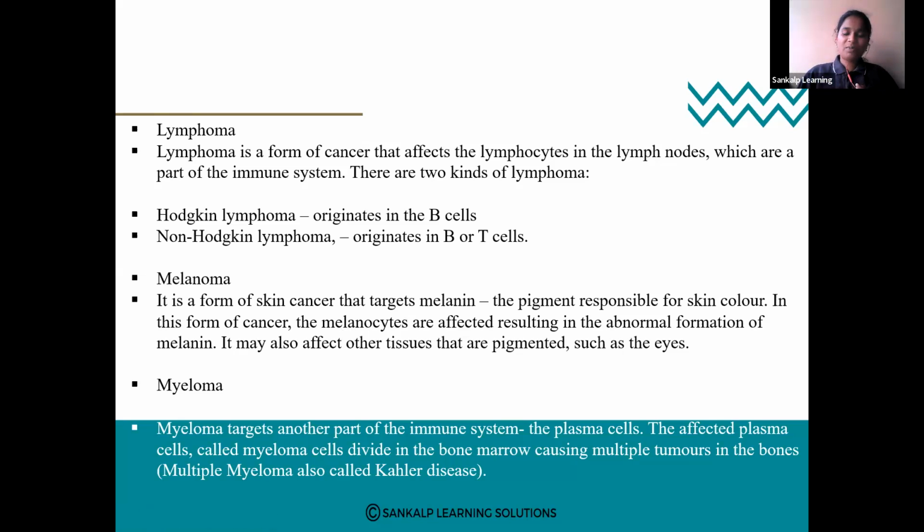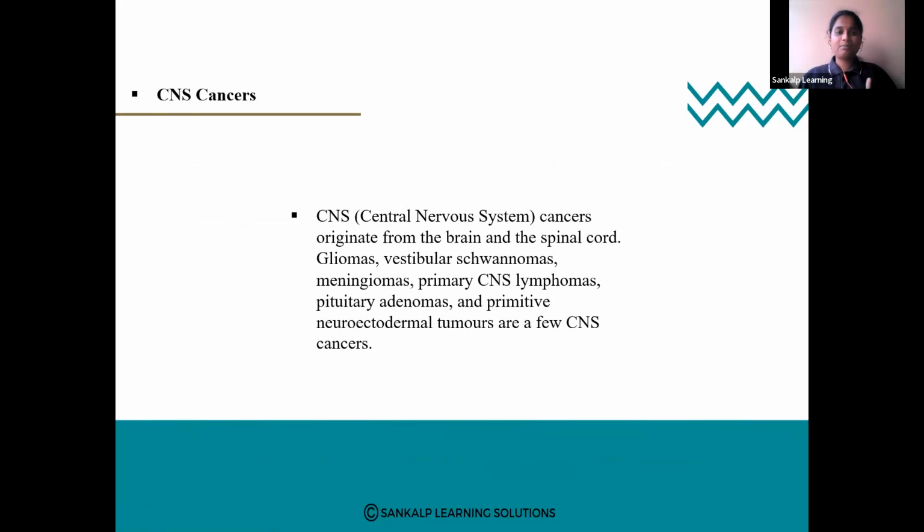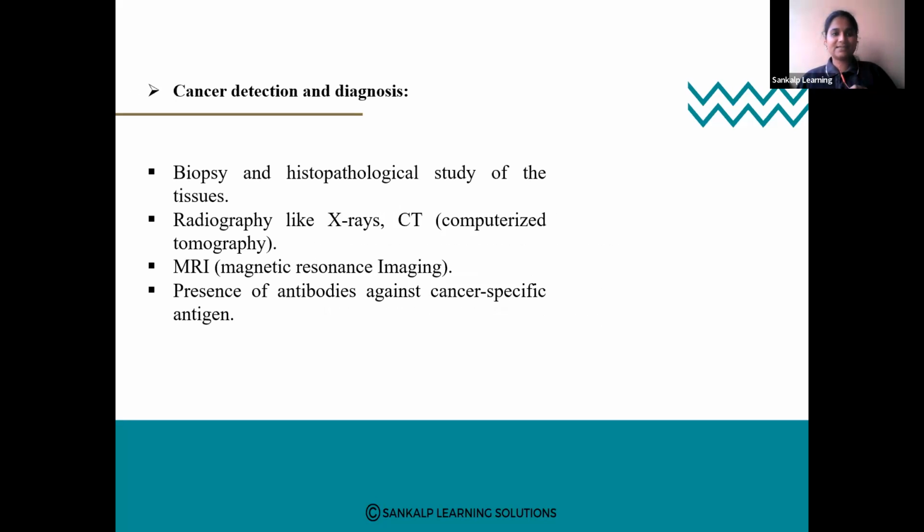Next, we have myeloma. Myeloma targets another part of the immune system, which is called plasma cells. The affected plasma cells divide in the bone marrow and cause multiple tumors in the bones. Next, CNS cancer, central nervous system cancer. It originates from the brain and spinal cord. Gliomas, vestibular schwannomas, meningiomas, primary CNS lymphomas, pituitary adenomas. So these are all examples of CNS cancer.